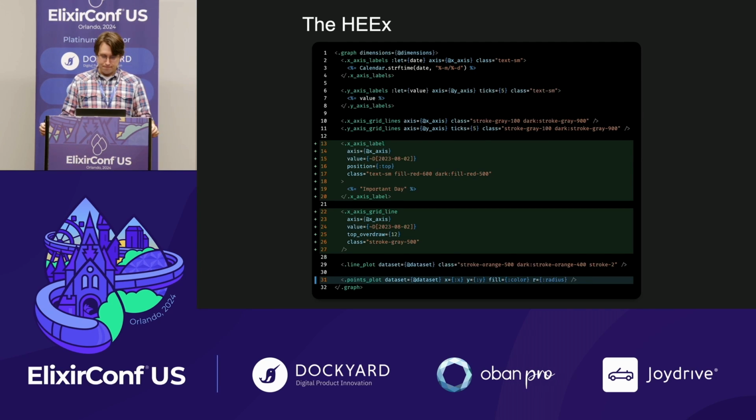All right. So now on to the changes to the HEEX template itself. Let's talk about the first thing there, which is the important day label. We use the x-axis label component. Note it's singular instead of plural. This just lets you draw one label at the given value, right? We've specifically passed in the August 2nd date to that component. We've also customized it to position it at the top of the grid, and we've made it red, right?